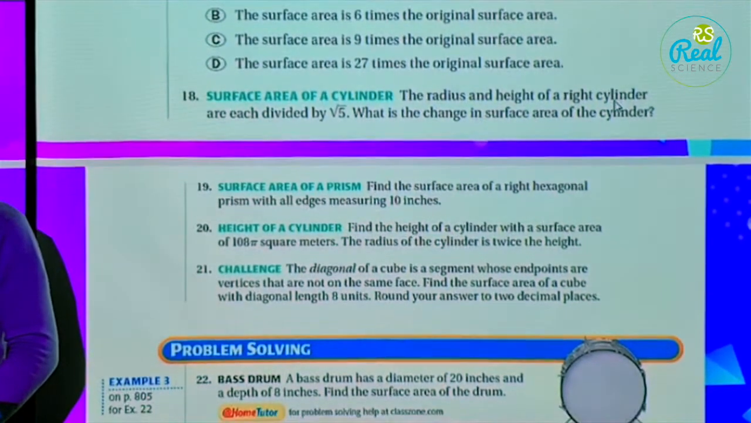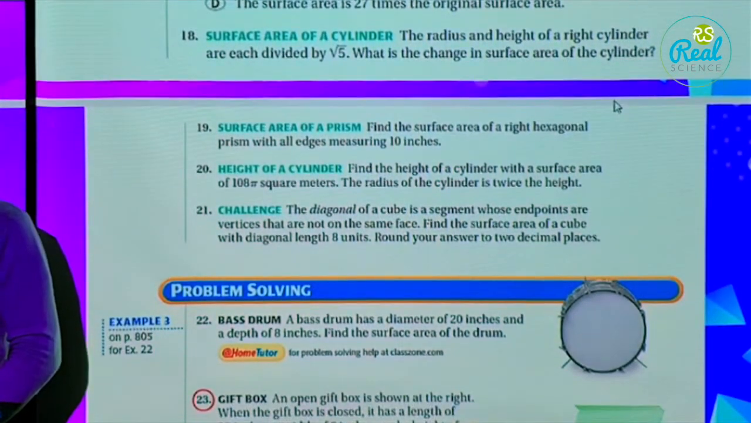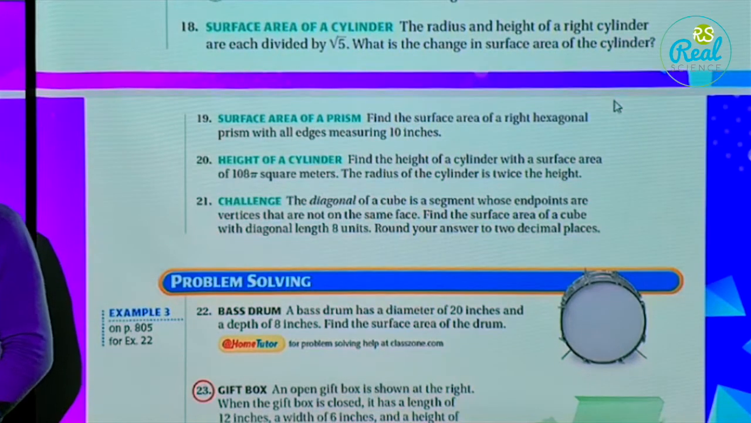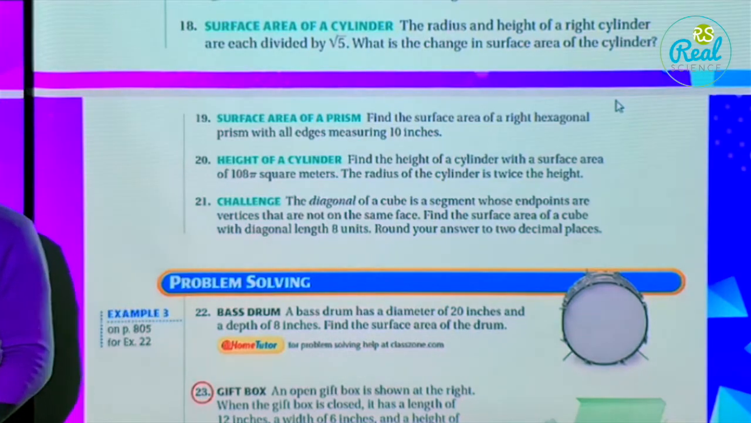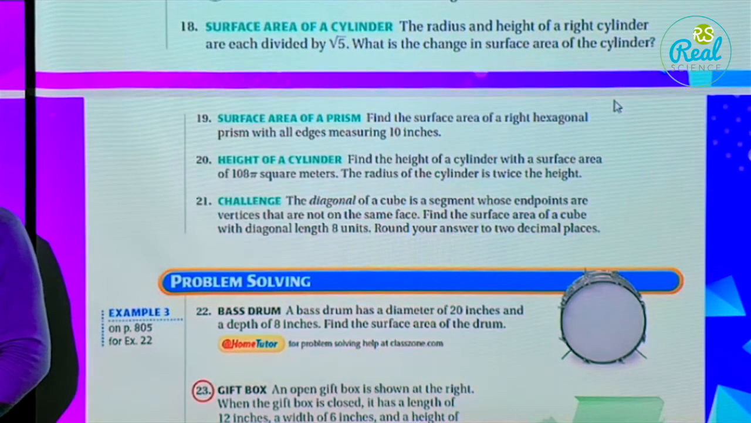18. Surface area of a cylinder. The radius and height of a right cylinder are each divided by the square root of 5. What's the change in surface area of the cylinder?